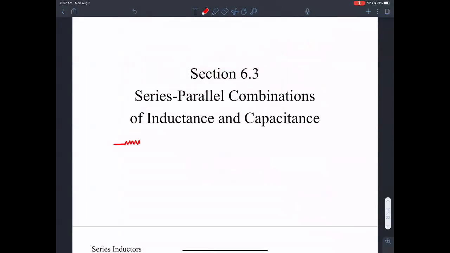Resistance in series. Resistors in series are equivalent to the sum of individual resistances. This is R1.